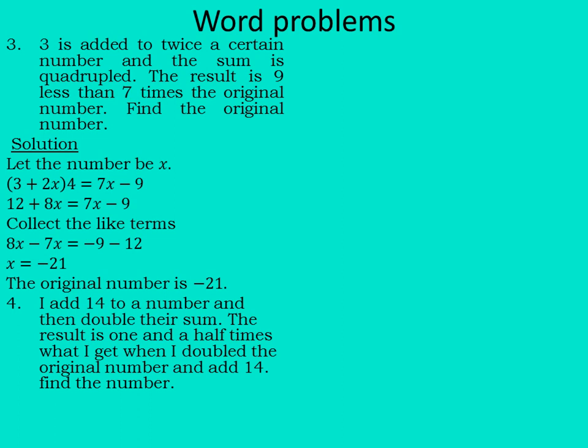So the next question reads, I add 14 to a number and then double their sum. The result is 1.5 times what I get when I double the original number and add 14. Find the number. Solution. So just like we have been doing, we represent the number because we don't know what the number is, and we represent it with an alphabet. So let the number be x.